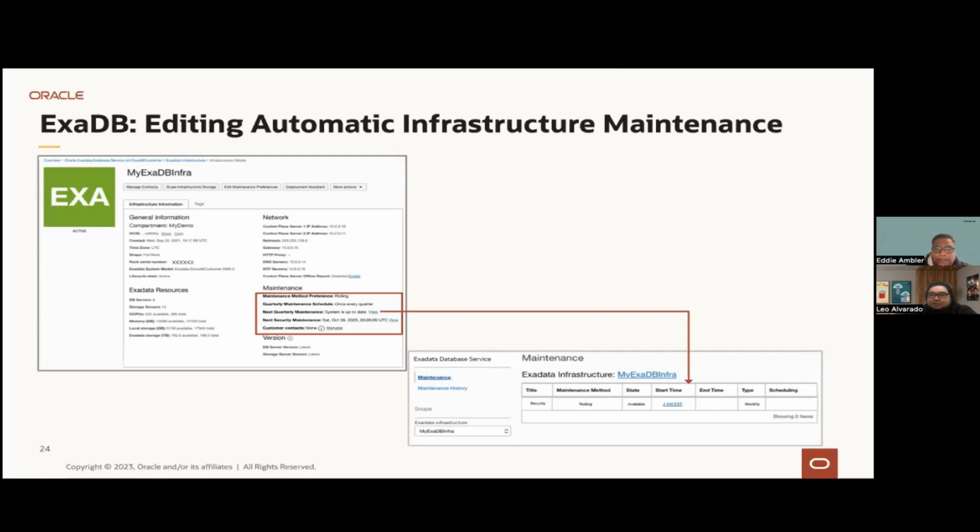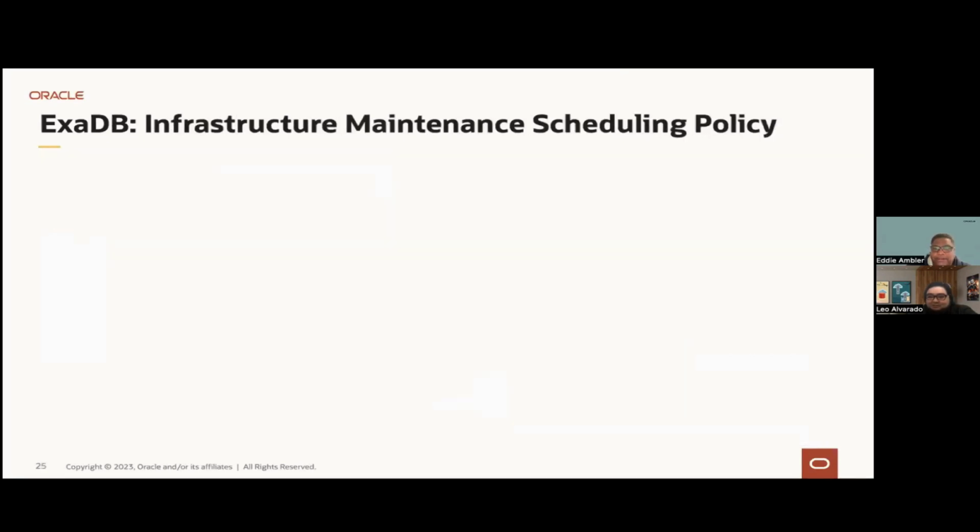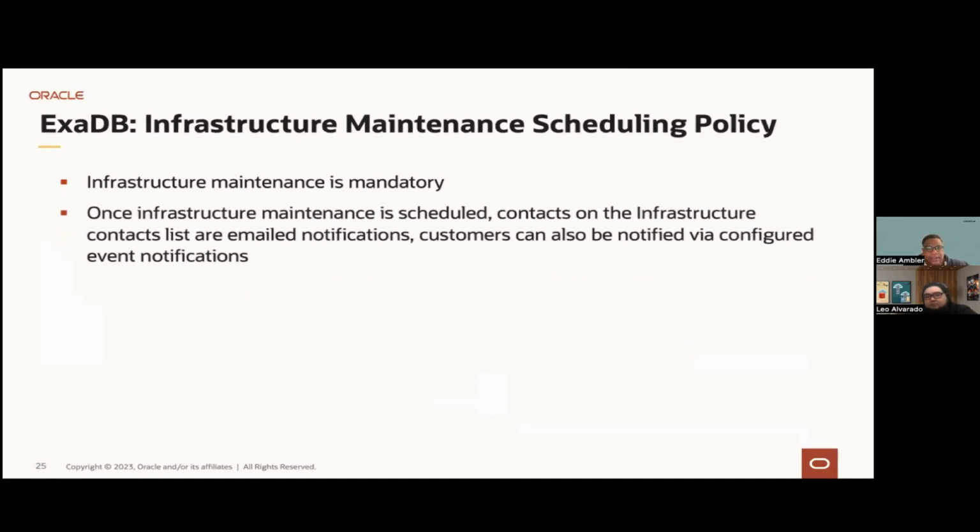Yeah, so this is great. Now the next question is, how often do we have to patch the infrastructure? I like the question. Okay, so let's look at the policy. First of all, infrastructure maintenance is not optional. It is mandatory. Although I'm telling you that there's some wiggle room to adjust when customers patch, it is mandatory. Once your infrastructure maintenance is scheduled, the contacts on the infrastructure contact list are emailed notifications.